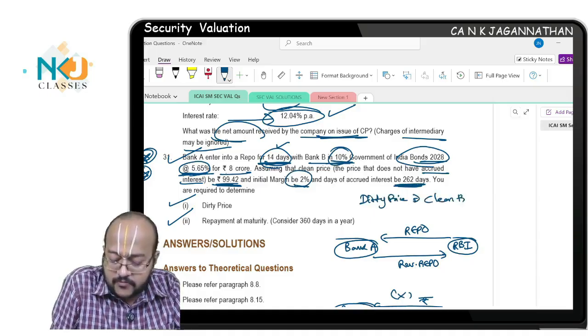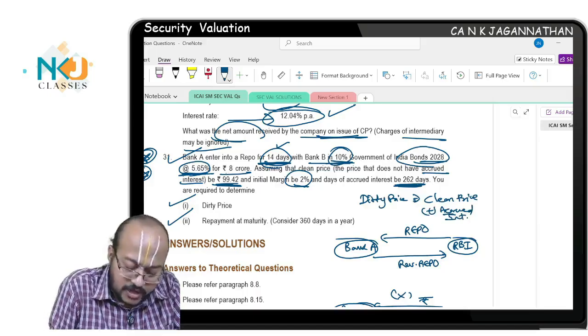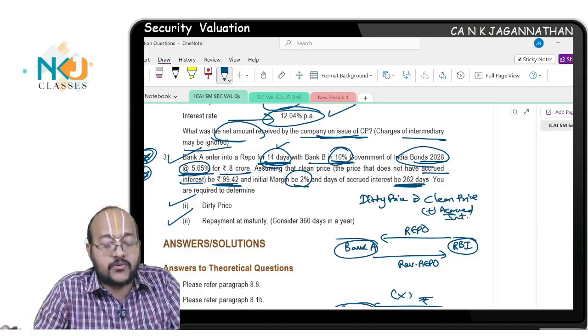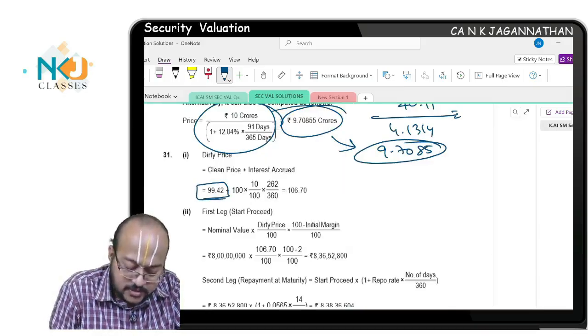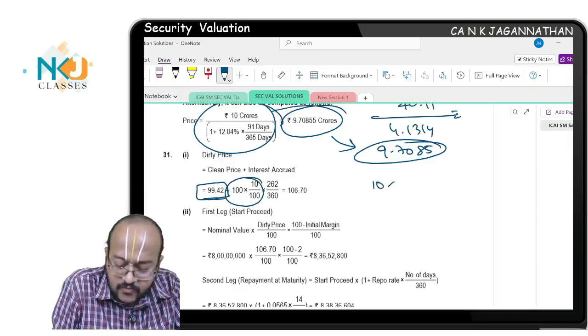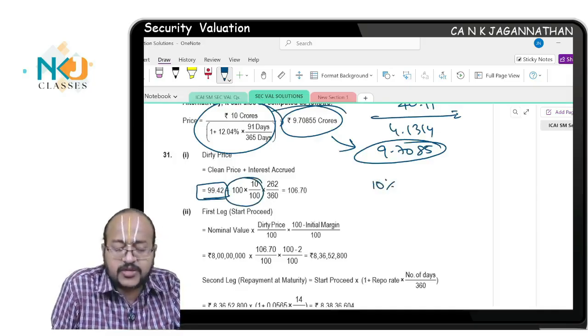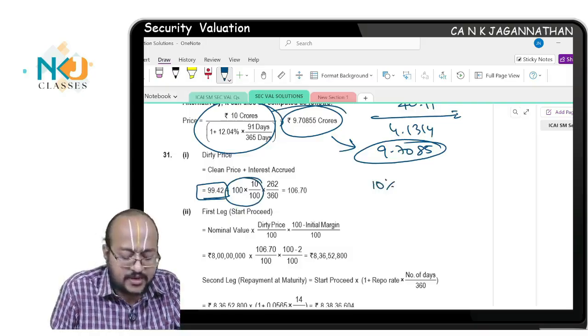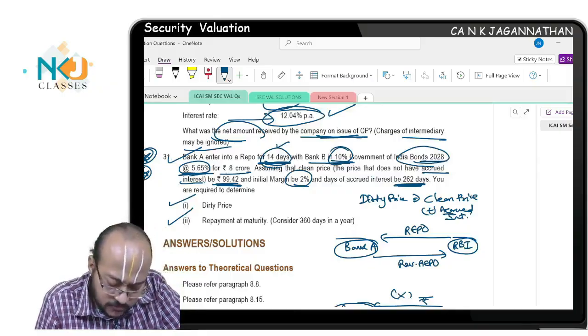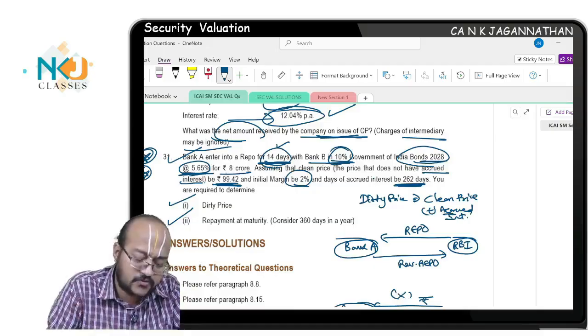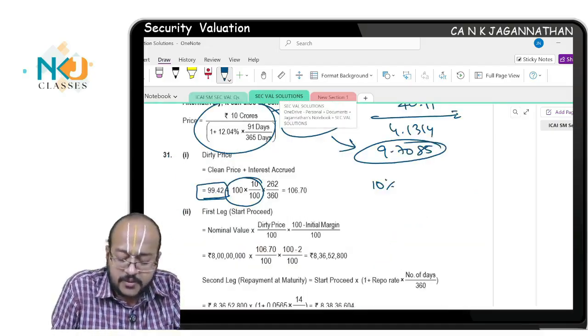clean price plus accrued interest. Clean price they have given as 99.42. Accrued interest we have to find out. Here the face value is assumed to be 100, because the clean value 99.42 is around 100. Nothing is given about face value in the question, so we will take par value as 100, which means 10% is the interest on 100.